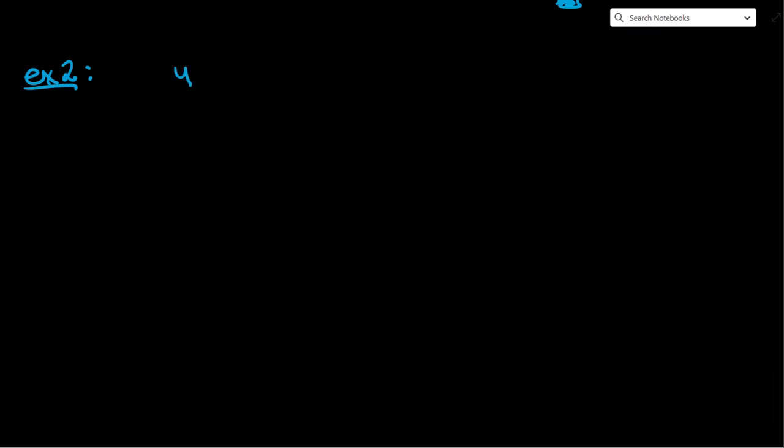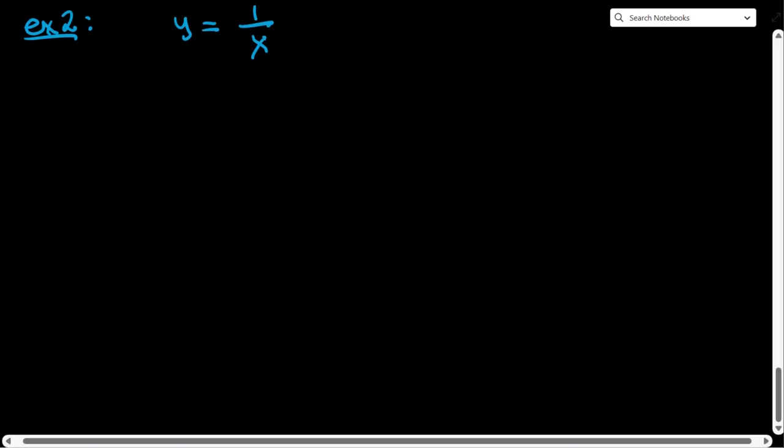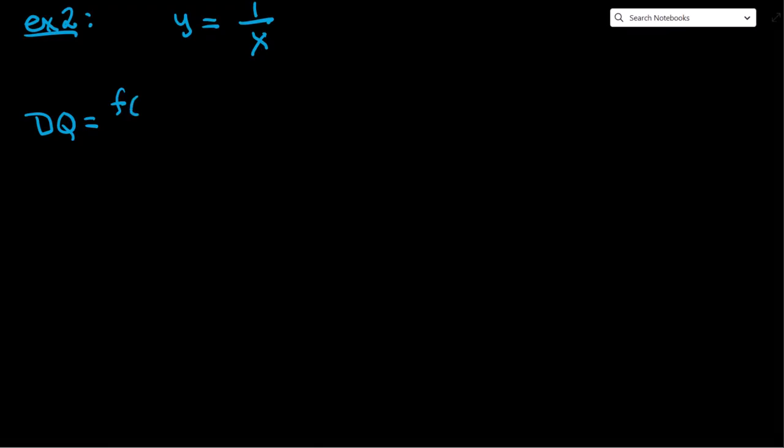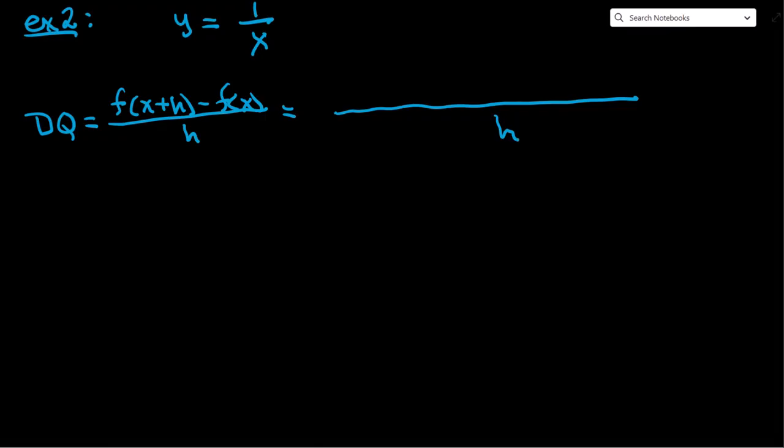Let's say we have y equals 1 over x. Well, right away, a lot of people are going to say, yeah, that's a problem because we're dealing with fractions. Okay, yeah, it is going to make it a little different, but it'll work. Okay, we're going to compute the difference quotient. Remember, the difference quotient is f of x plus h minus f of x all divided by h equals. Okay, so we're going to have some stuff going on here.